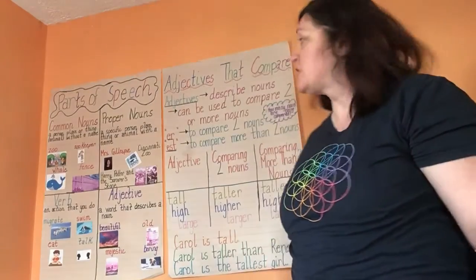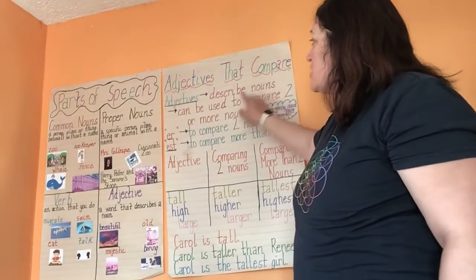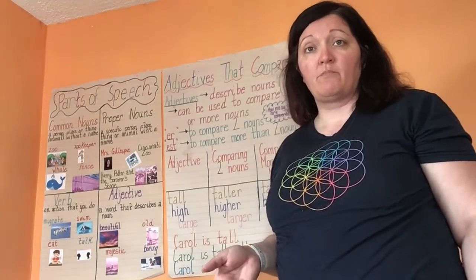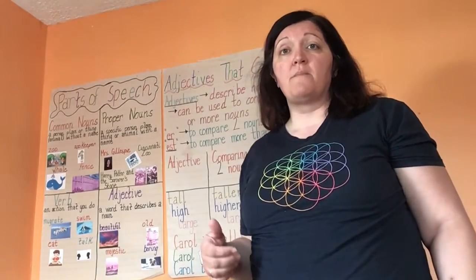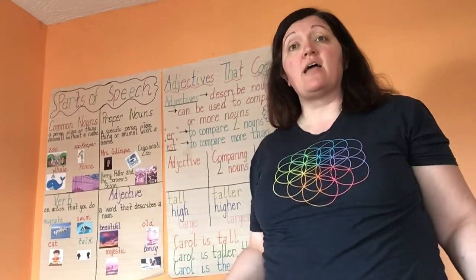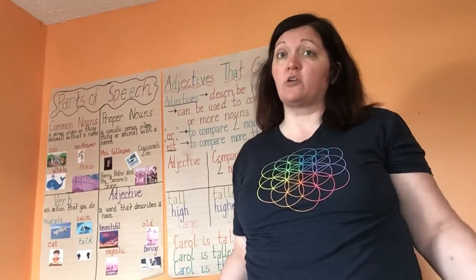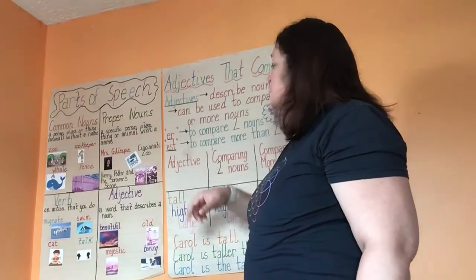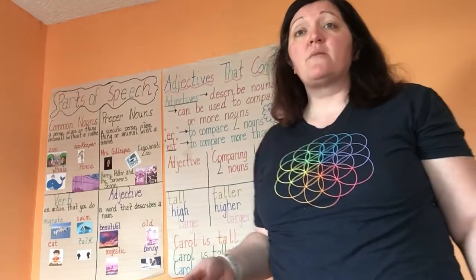So if you look over here, we've got adjectives that compare. Remember, adjectives can be used to describe a noun. So, the woman had long hair. Now you know in your head that you're picturing a woman with long hair, not short hair. However, we can also use adjectives to compare two or more nouns. Compare means to show how they might be different. So we can show how two things or more than two things can be different by using adjectives.